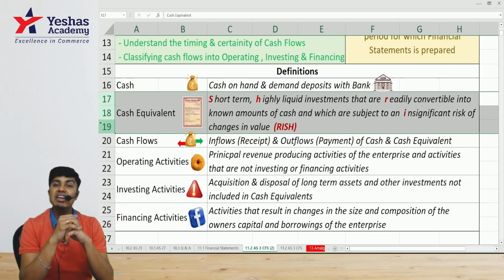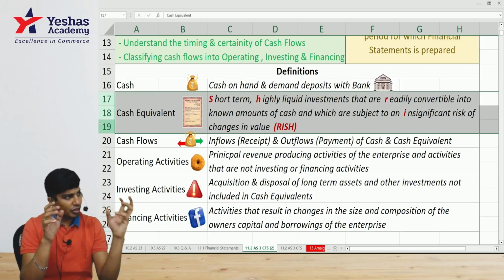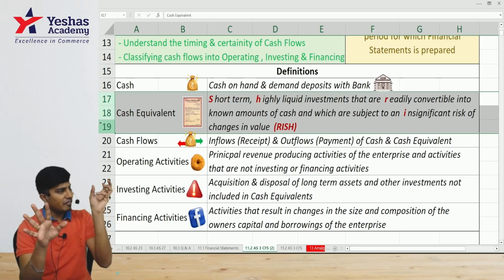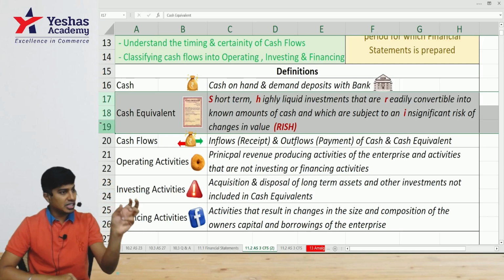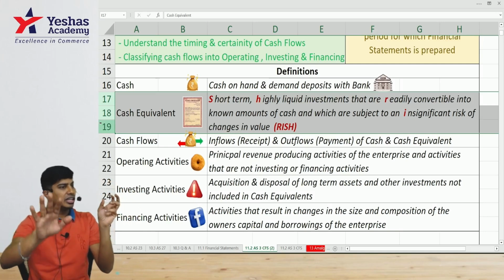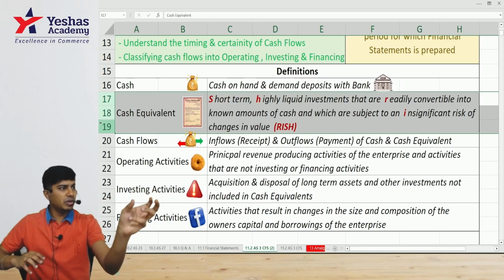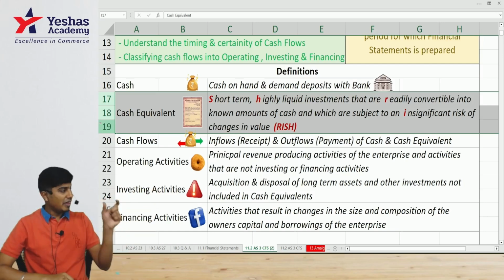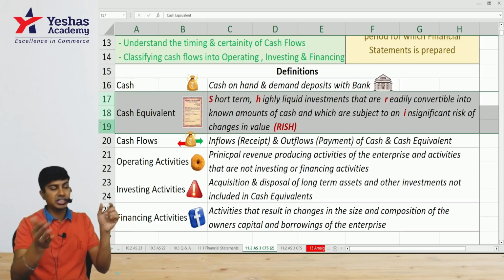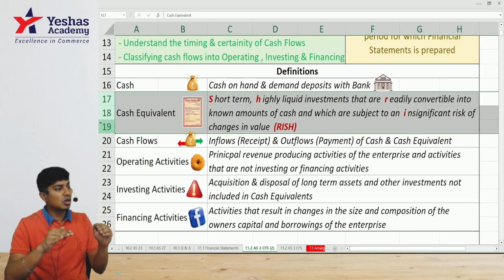I: insignificant risk. Meaning, if you decide to convert it into cash, the value that is there on the paper is the value that you get in cash. It's not like on the paper its value is different and when you convert it into cash you get something different. There is no risk.